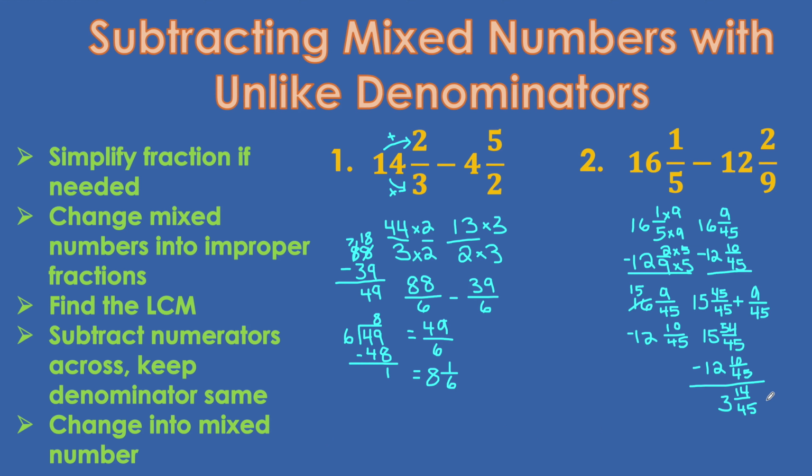So you can see there are two ways of doing it, but I think the first method is faster and easier. You just convert the fractions into improper fractions, then convert them back to a mixed number at the very end. But either way, you get the same answer.